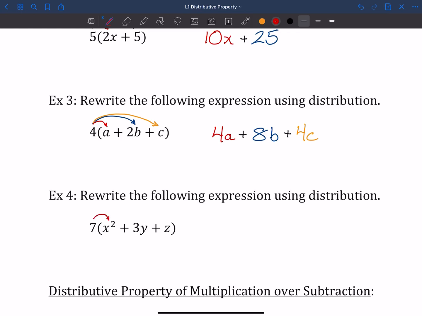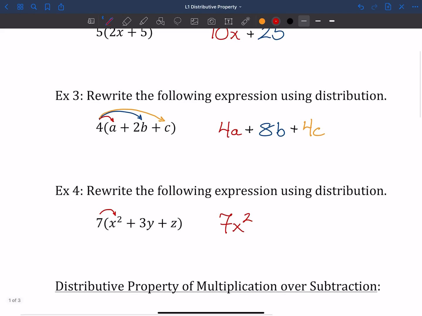So x squared is like its own thing, right? The squared is attached to the x. So we're not really going to do anything with the squared when we're talking about the 7. All that's going to do is give us 7x squared. We're just popping that 7 right on the front.